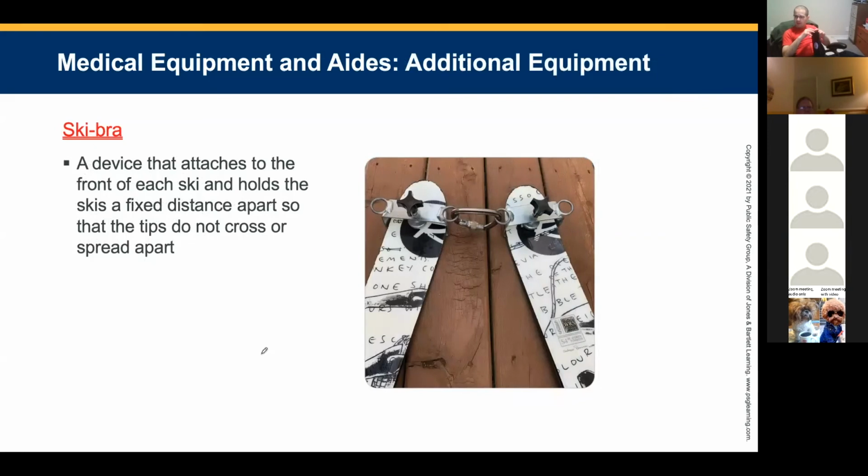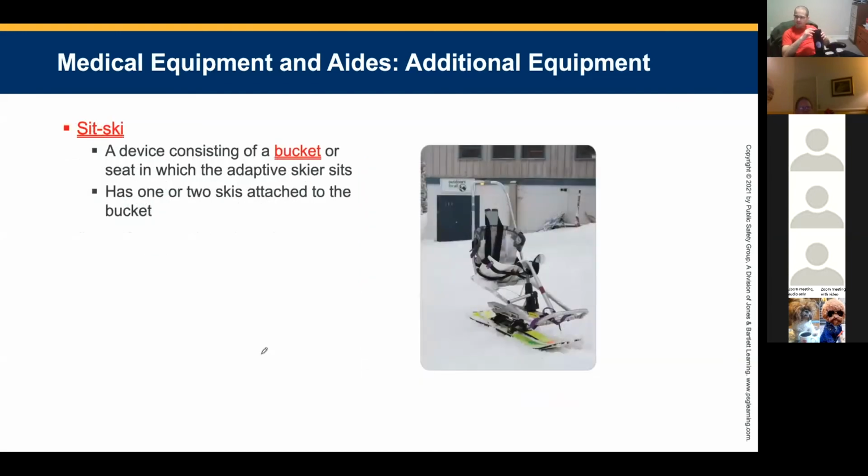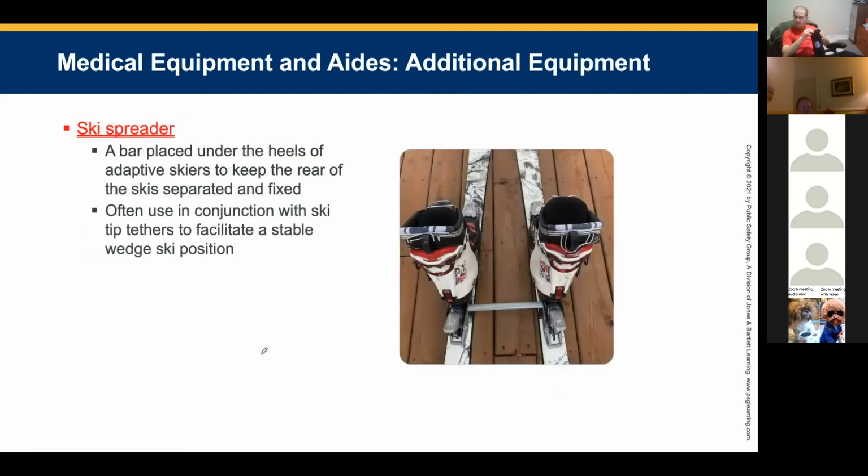And then we have a ski bra. This is a device that attaches to the front of the ski and holds the skis at a fixed distance so the tips don't cross or spread apart. Then we've got a sit ski. This is kind of a bucket device that adaptive skiers can sit into. It can have 1 or 2 skis to attach to the bucket.